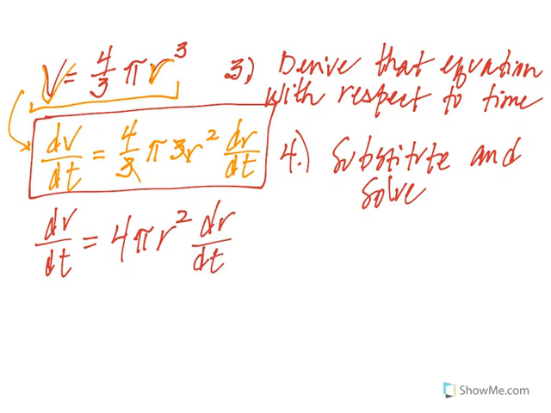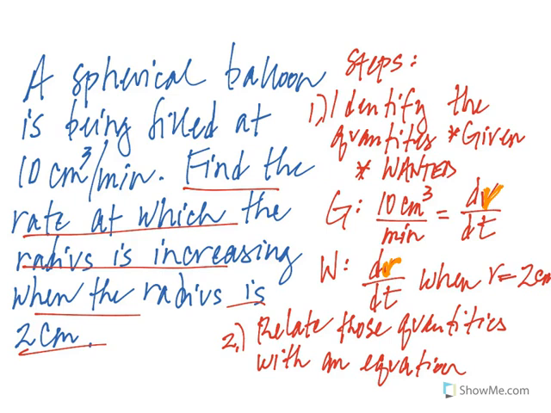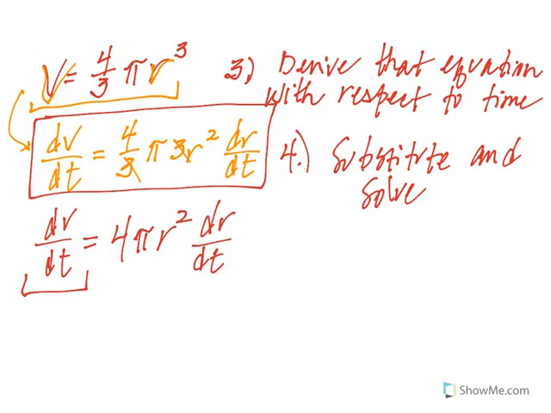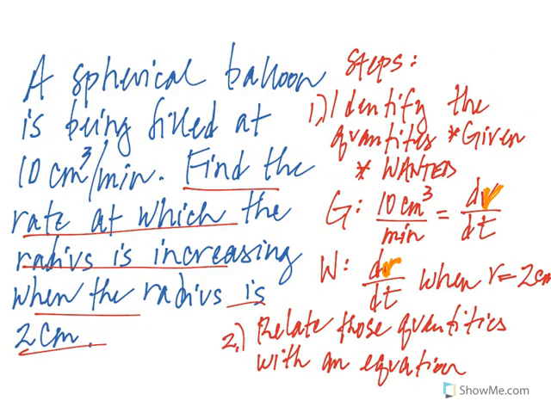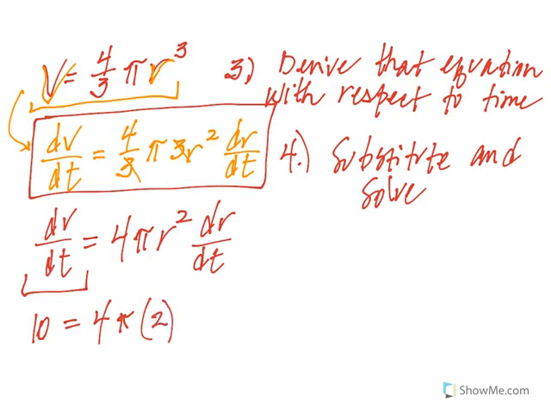And what can I substitute in? Well, first of all, I know that dV dt is, if I look back to my original equation, 10 cubic centimeters per minute. So this is going to be 10. I've got 4 pi, and my r is right here. It's 2 centimeters. So 2 goes in there. I'm going to square that. And dr dt is the change in radius over time. This is what I'm solving for.